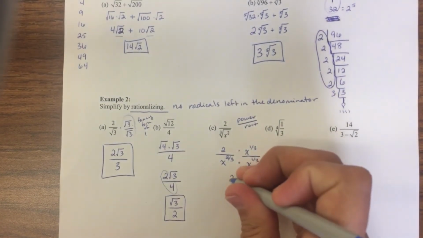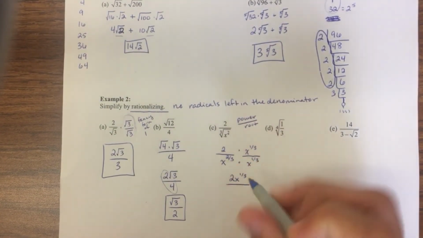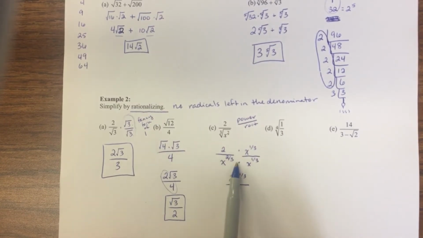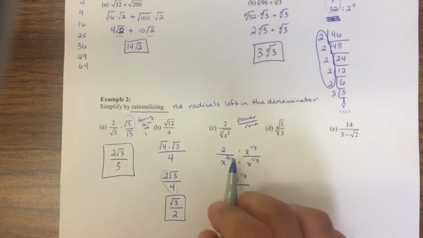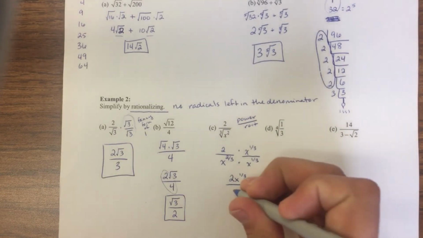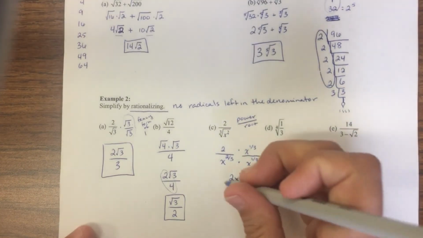So the top is going to be 2x to the 1/3. And the bottom, x to the 2/3 times x to the 1/3, you add the exponents. 2/3 plus 1/3 is 1. So this is just x. And I would leave my answer like that.